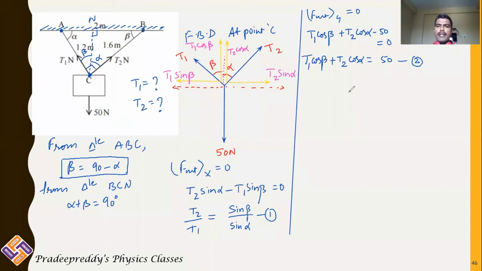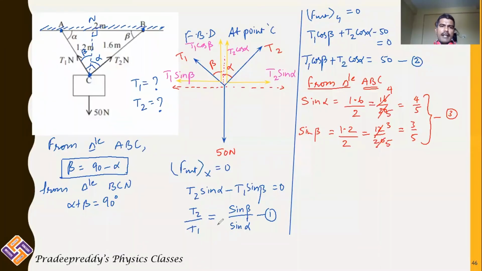See, we have got two equations. The T2 by T1 ratio we have got is sin beta divided by sin alpha. And the second equation: T1 cos beta plus T2 cos alpha is equal to 50 Newton. In order to get T1 and T2 values, you should find out the value of alpha as well as beta. If you are able to find the angles alpha and beta, then you can substitute them in equation 1 and equation 2, so that you will be getting tensions T1 and T2.